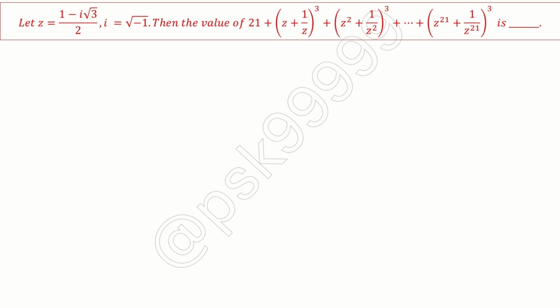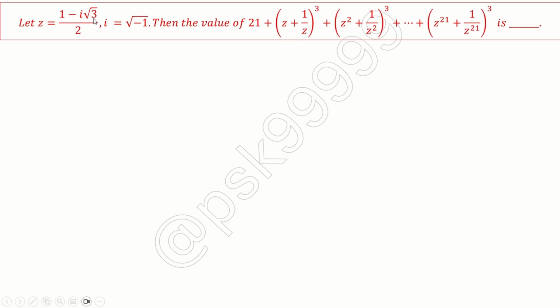There is a repetition, there is a sequence here basically, right? The series z plus 1 by z whole cube plus z square plus 1 by z square whole cube. First thing is we need to find out if there is a repetition in these 21 terms. There are 21 terms, right? 1, 2, 3 up to 21. 21 is a constant anyway. So if there is a repetition in this, now what is your z?